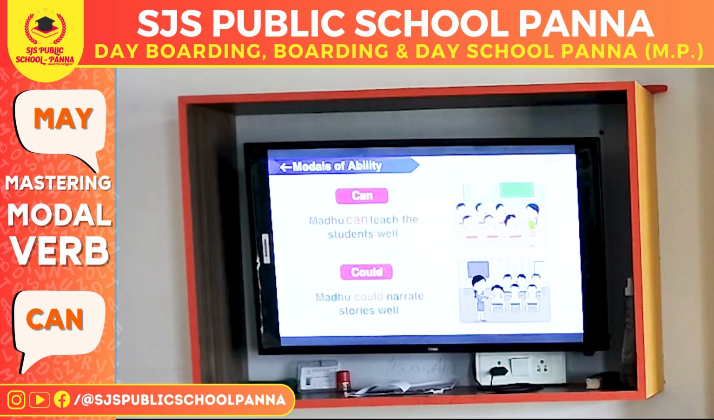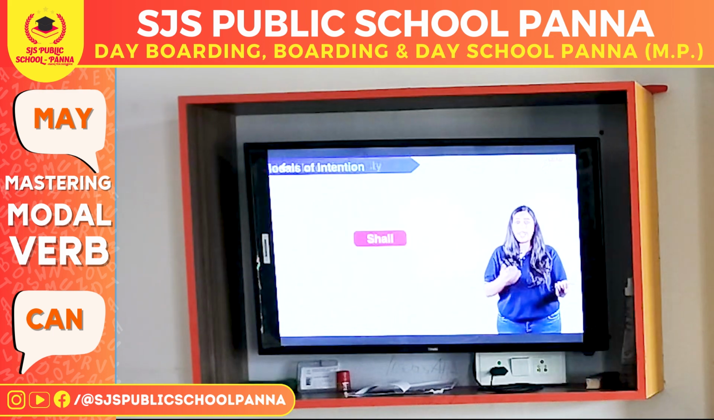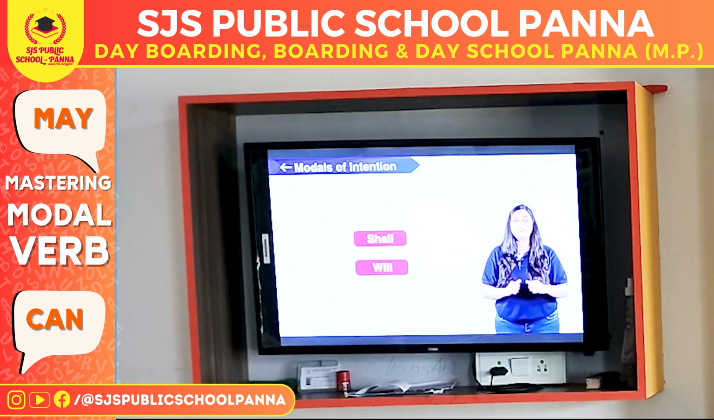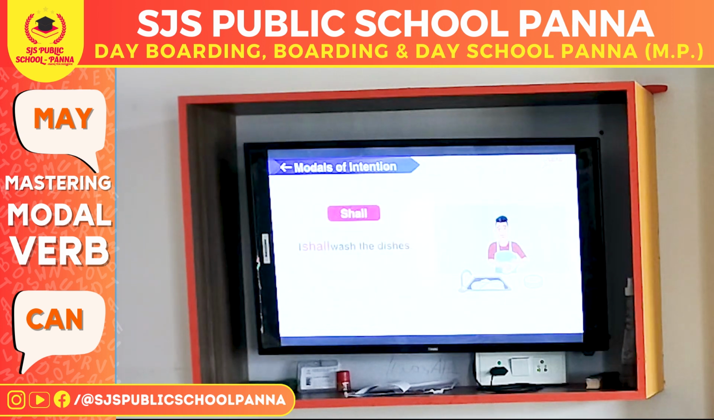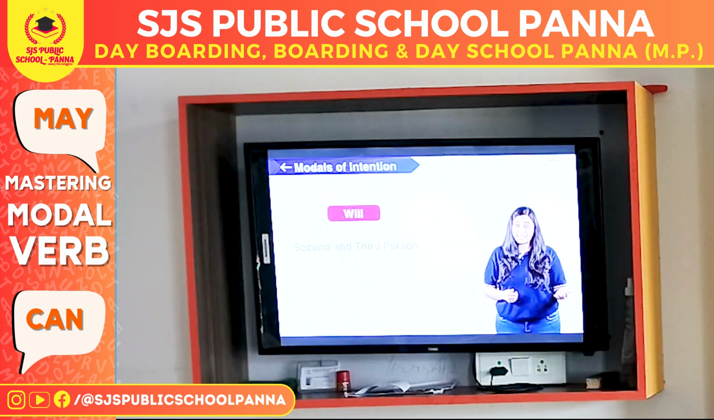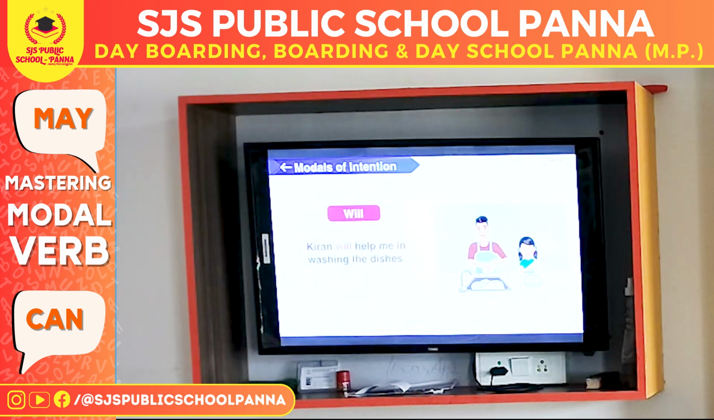Can you see how the modals can and could tell us more about the functions of the main verbs teach and narrate? Modals like shall and will express intention. For sentences in the first person, we use shall as a modal of intention. For example, I shall wash the dishes. For sentences in the second and the third person, we use will as a modal of intention. For example, Kiran will help me in washing the dishes.